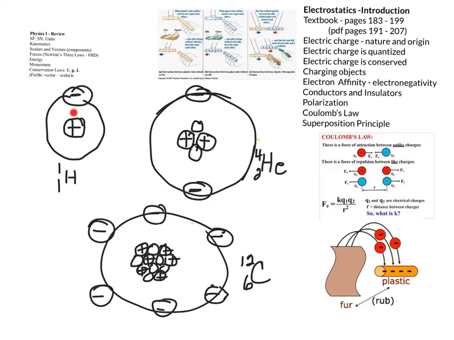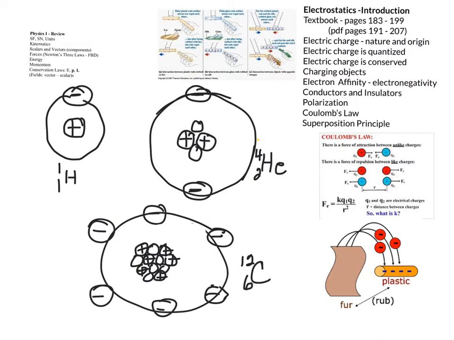So one proton is hydrogen, two protons are helium, and then it goes 3, 4, 5, 6 protons would be carbon. So hydrogen normally doesn't have a neutron. Helium in its most common form has 2 neutrons and 2 protons, and so has 2 electrons.